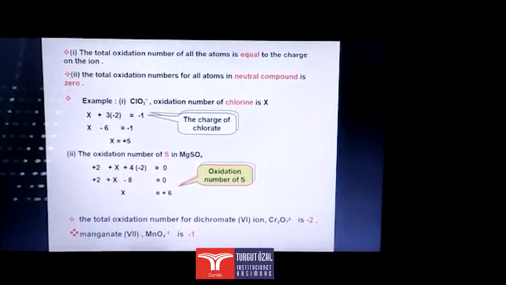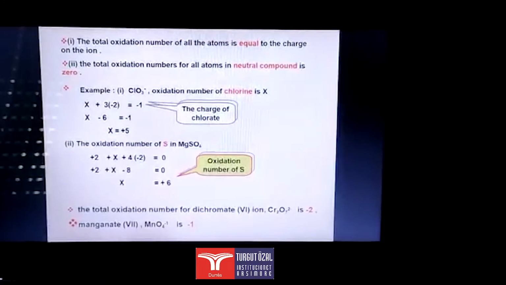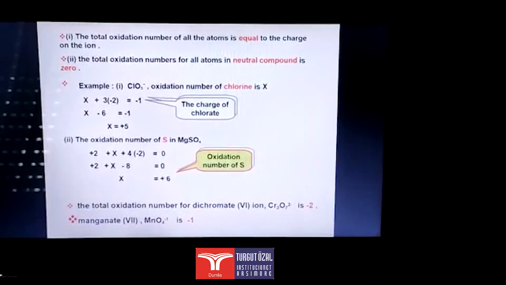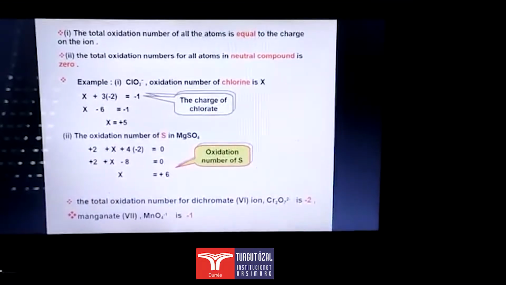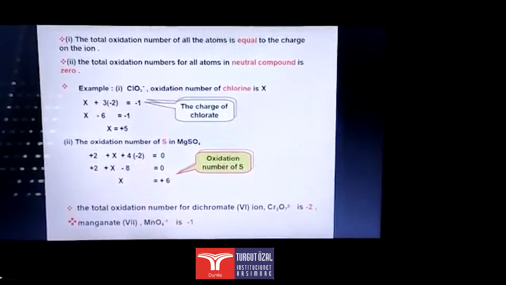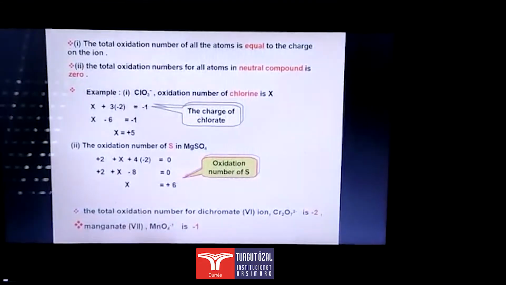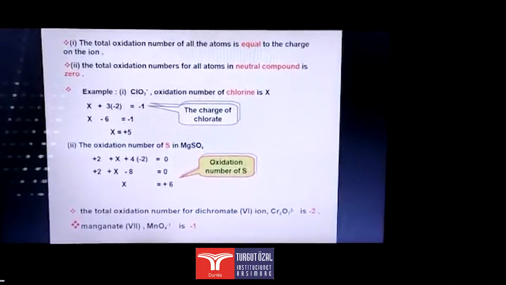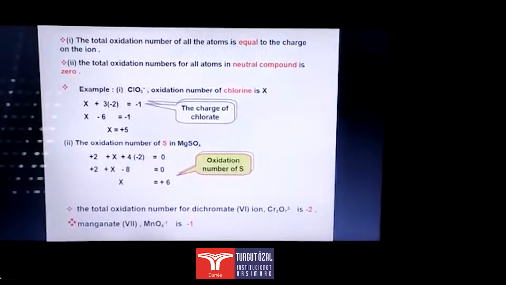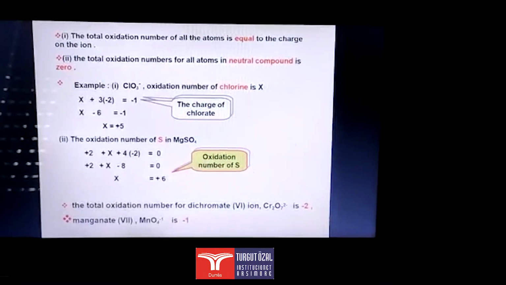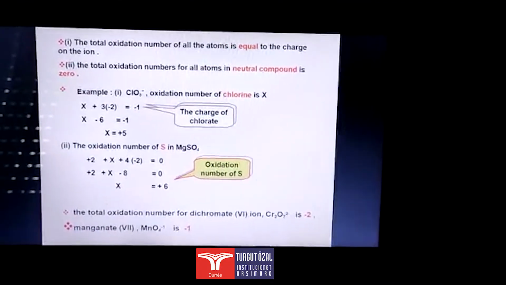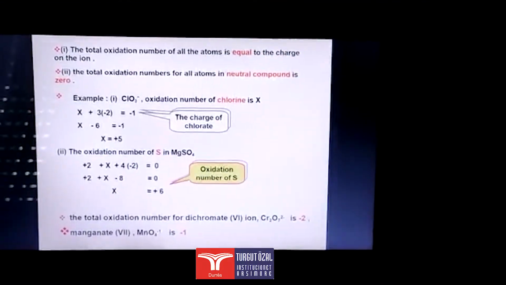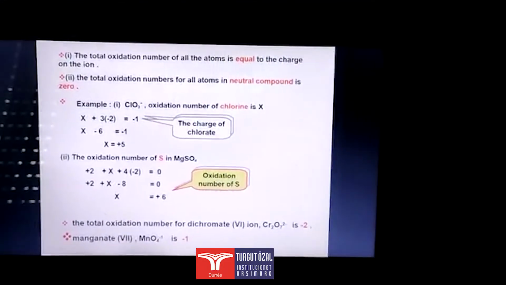The total oxidation number for all the atoms is equal to the charge of the ion, if it is an ion. The total oxidation number for all atoms in a neutral compound is 0. It's like the charges. The oxidation number of sulfur in magnesium sulfate: we know magnesium is second group, is +2. Oxygen is sixth, -2. What is the oxidation number of sulfur? We do a quick math, and in the end the oxidation number of sulfur will be +6 in order to make the total equal to 0.